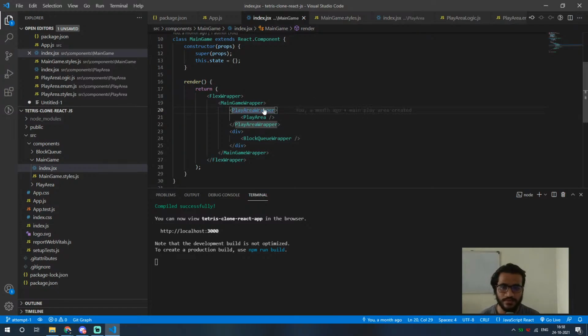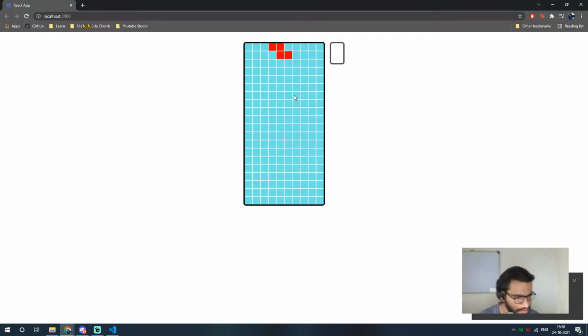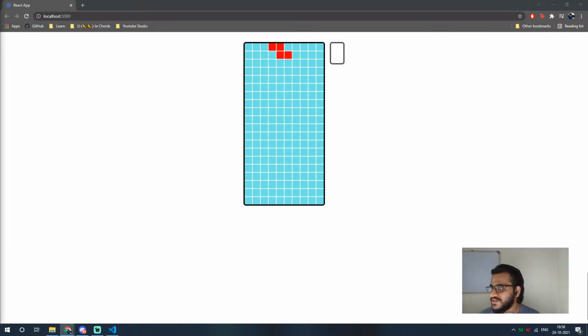So we made the, for now the block area is just, sorry, let me just turn off the notification.